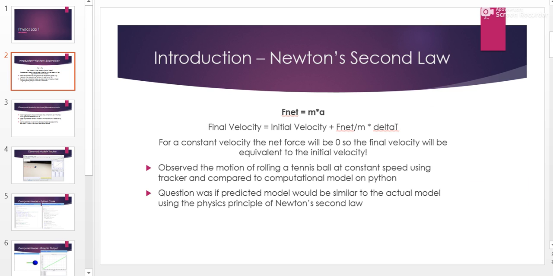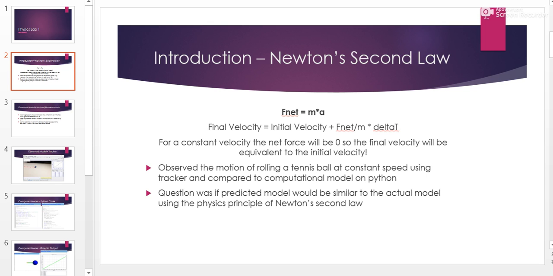The purpose of this lab was to observe the motion of rolling a tennis ball, in my case, at constant speed using a tracker and comparing it to a computational model that we created using a code that we were given in Python. The main question of this lab was to see if the predicted model would be similar to the actual model using the physics principle of Newton's second law.